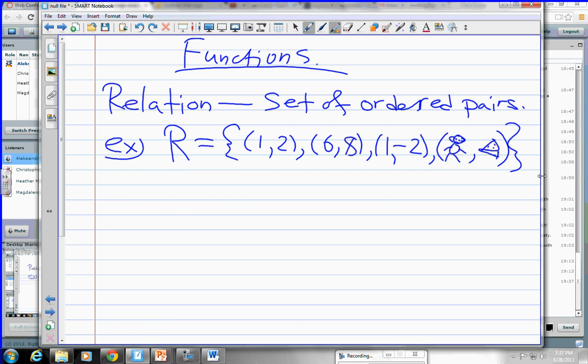So in order for me to say that number 1 relates to number 2, it has to have an ordered pair of (1, 2). If I want to say 2 relates to 1, I need to have that. That says 2 relates to 1. Okay? Because again, a relation has a very wide definition.